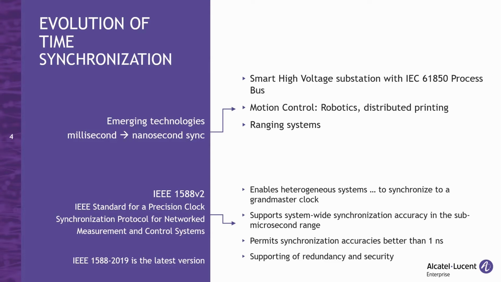But emerging technologies such as robotics, distributed printers, and smart high-voltage substations with process bus or system clusters that are divided up to several kilometers would require higher accuracy in sub-microseconds or even nanoseconds, which would be delivered through PTP protocol, a protocol that is capable of synchronizing time, frequency, and phase. So all the heterogeneous systems in the network would be synchronized with Grandmaster clock. The functionality of this protocol allows for redundancy as well as security.